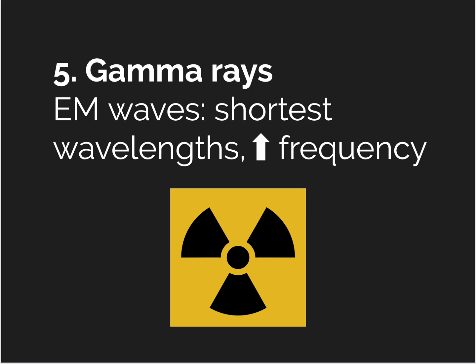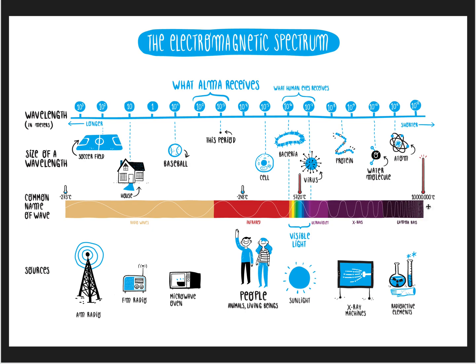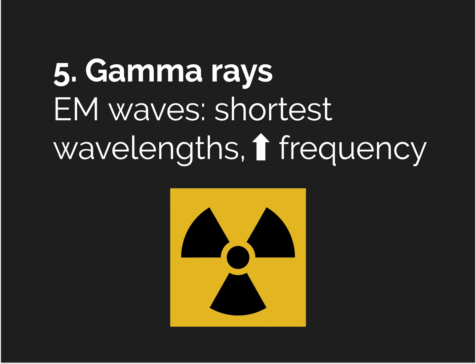Gamma rays, they're on the electromagnetic spectrum. Let's look back here. Gamma rays are all the way down here to the far right. These are the shortest wavelengths. So they have the highest frequency. That means the waves pass by a certain point more. So EM means electromagnetic. We can abbreviate that with EM. EM waves, shortest wavelengths, highest frequency. Gamma rays are often associated with radiation.